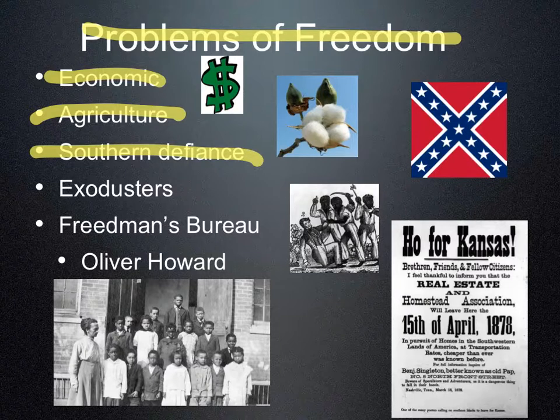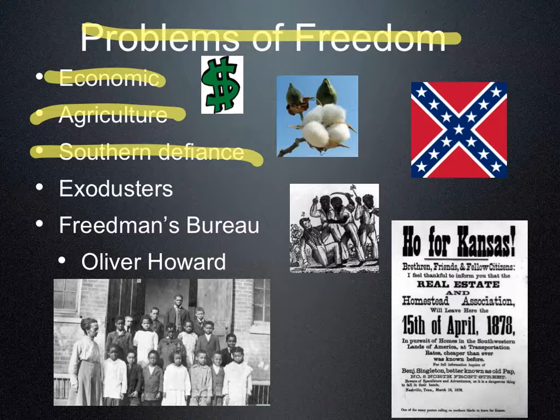Southerners had believed that they had done nothing wrong in seceding from the Union. When the South left, the North fired on the South. So the Southerners believed they had done nothing wrong. To them, many Southerners, the war still wasn't over. There was a temporary break here, but the South had not lost. Many of them refused to believe that the war was over and kept fighting it in their own ways. And we're going to talk about those here as we go through this unit. Okay? So those are the three big problems of freedom: economics, agriculture, and Southern defiance.